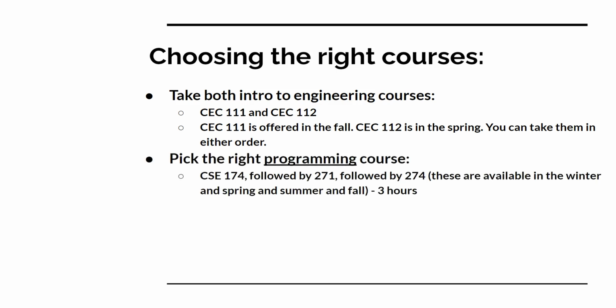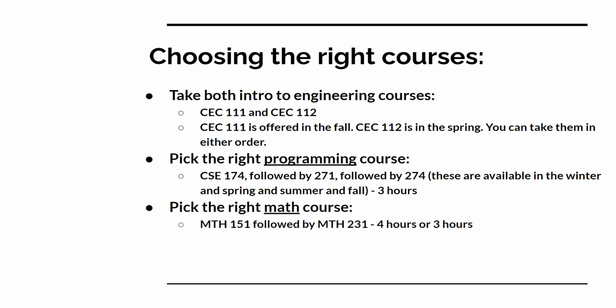Picking the right programming course. 174 is our Intro to Java sequence, followed by 271 and 274. These classes are offered in the winter, spring, summer, and fall, so you have different time frames for when you are able to take them.